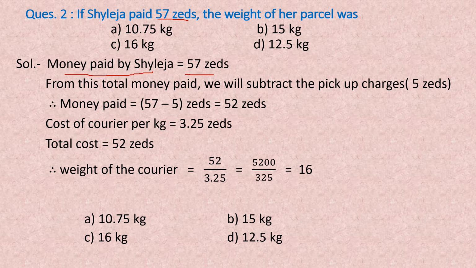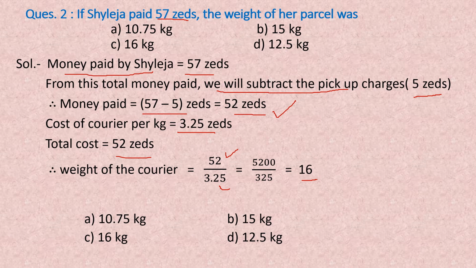Now total money paid by her is 57 Zs. From this 57 Zs, we will subtract the pickup charge, right? For each parcel, 5 Zs is the pickup service charge. So we will subtract 5 Zs from 57 Zs. So we are getting 52 Zs. So 52 Zs is the cost of the parcel only, except the pickup service charge. So the cost of courier per kilogram is 3.25 Zs. It's already given, and total cost 52 Zs we have calculated here. So what will be the weight of the courier? Total cost divided by the cost of the courier per kilogram. When we divide this, we are getting 16. That means the weight of the courier is 16 kilogram.